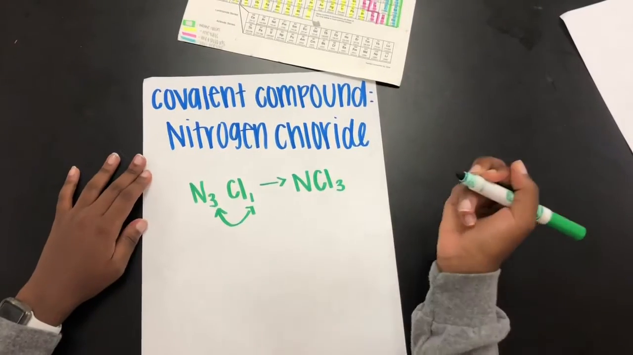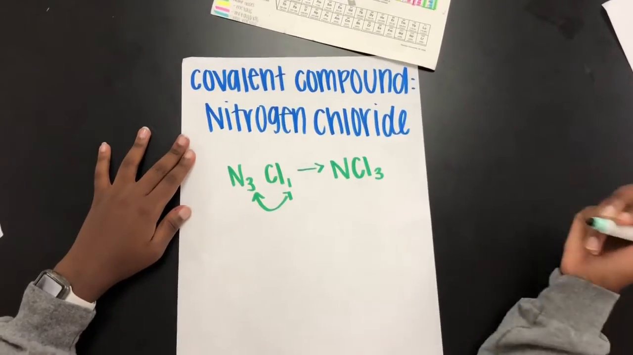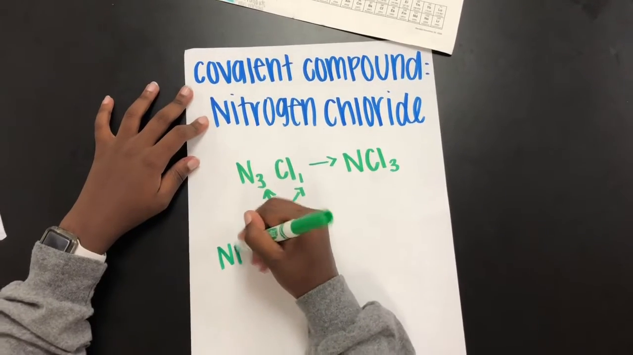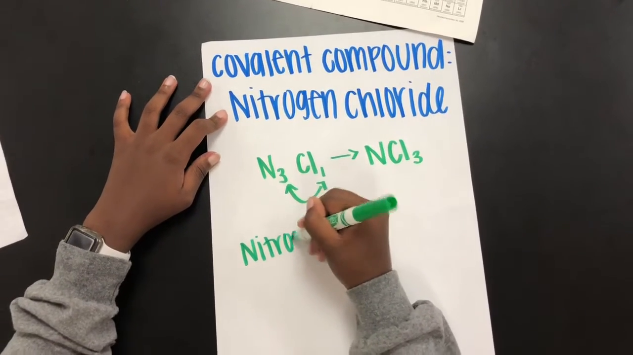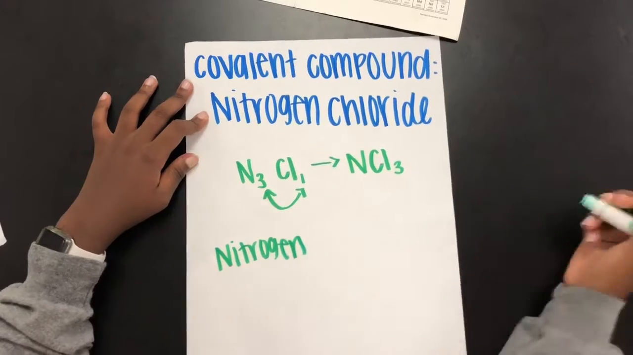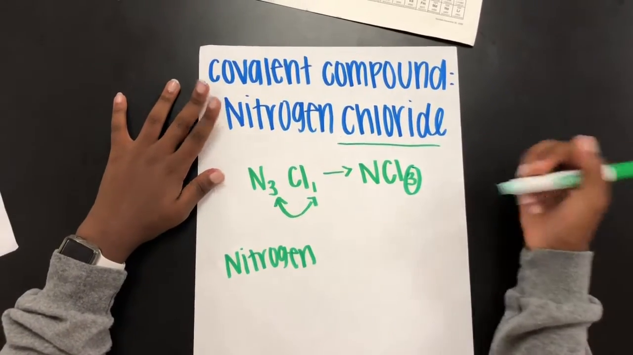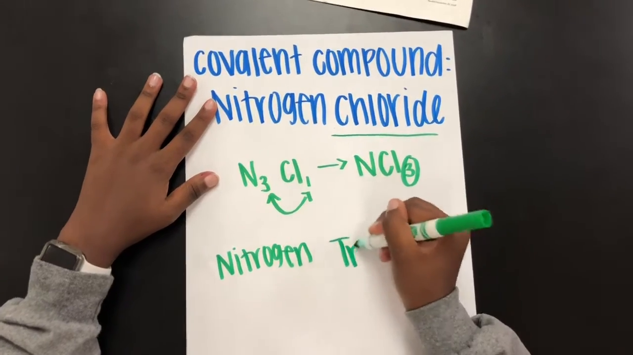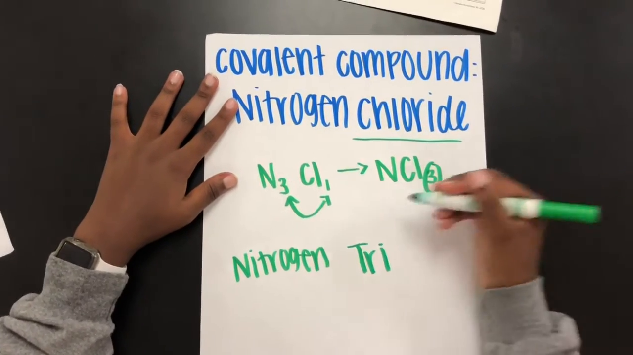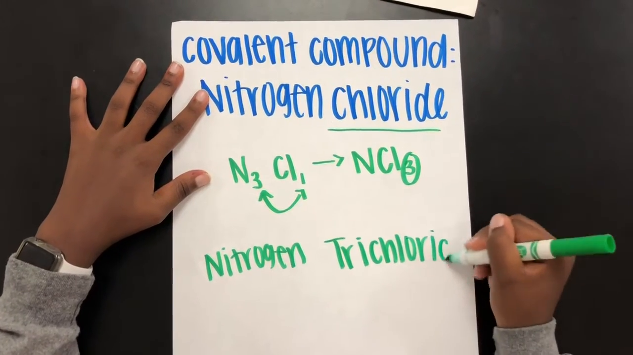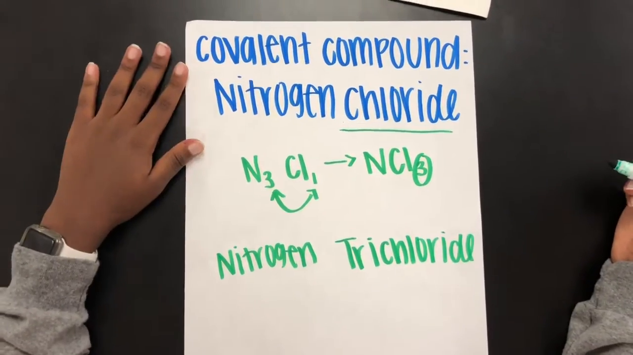Okay, now it's time to name this guy. So when you're naming, you always leave the first element alone. So the first name is obviously just going to be nitrogen. However, we need to name chloride. Now, as you can see, there's 3 chlorides, and 3 is always tri. And then we're just going to write the rest of it. Trichloride. And that is your element.